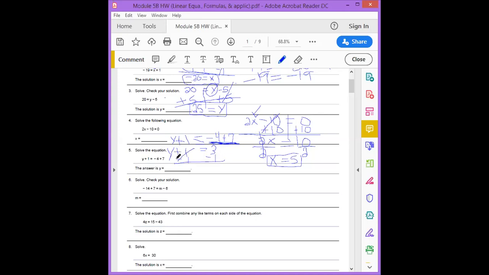So the opposite of adding 1 to both sides, you're going to subtract 1 from the left and the right side. The 1's will cancel on the left. We have y left on the left side. Bring down your equal sign. And then 3 minus 1 gives us our solution, which is 2.